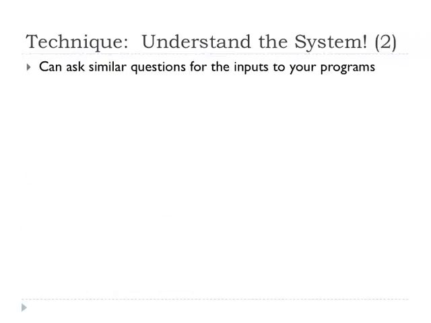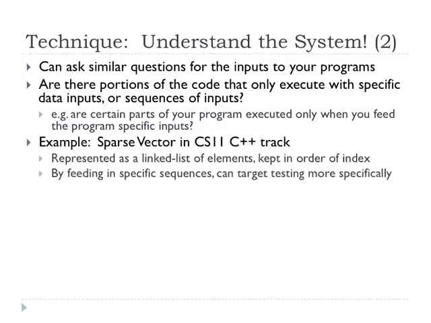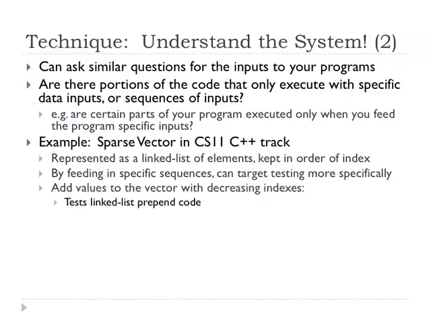Okay. So yeah, you can ask the same questions about the inputs. Are there specific portions of the code that execute only on certain data inputs, or sequences of inputs? If that's the case, then you can try to correlate the inputs that are causing the failure with the portions of your program that may contain the defect. And I don't know if anybody in here has taken the C++ track of CS11, but the sparse vector is always the classic example that we use for this, because you have a linked list of elements, you have to keep it in sorted order by index, and my test code feeds in specific sequences of elements so that you can target the testing a little bit more specifically.